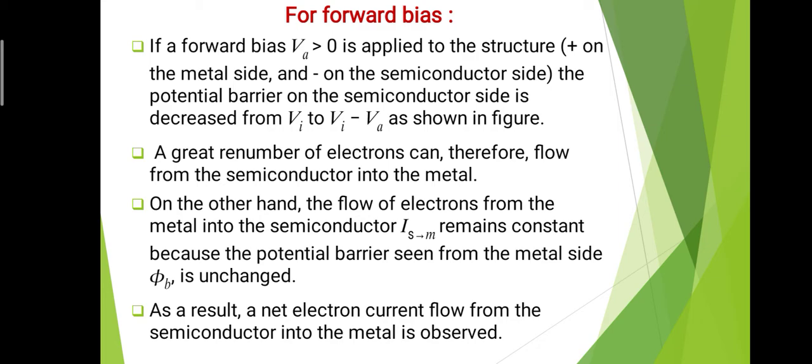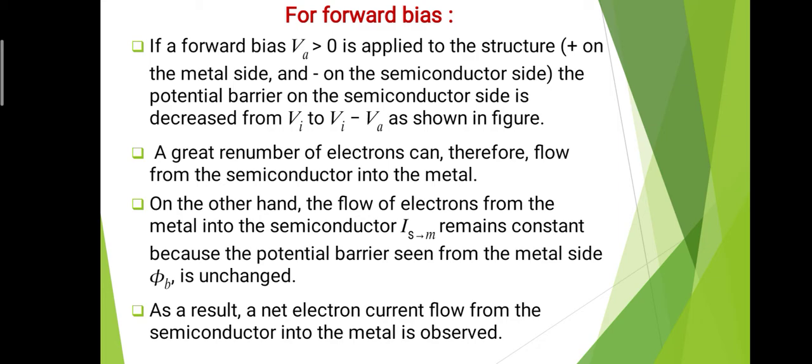If a forward bias Va, which is positive obviously, is applied to the structure, that is, positive on the metal side and negative on the semiconductor side, the potential barrier on the semiconductor side decreases from Vbi to Vbi minus Va, as shown in the figure when we apply external voltage. So there is a decrease in the potential barrier on the semiconductor side, from Vbi to Vbi minus Va.